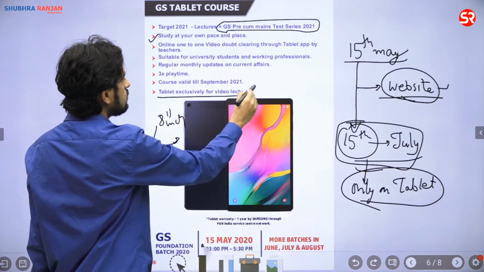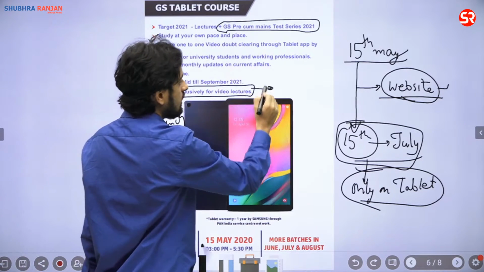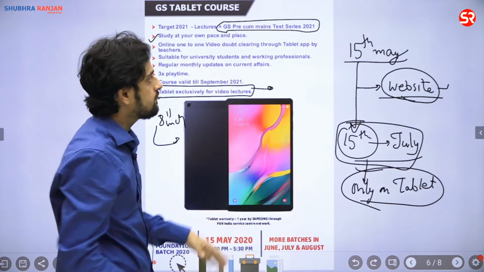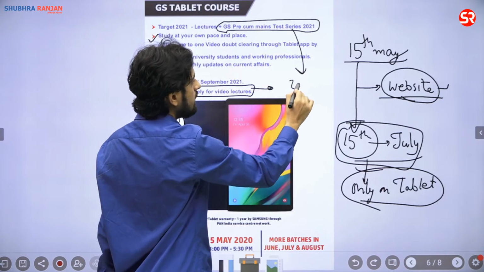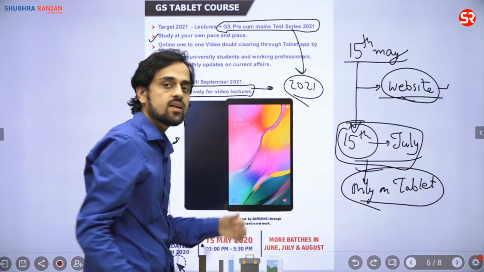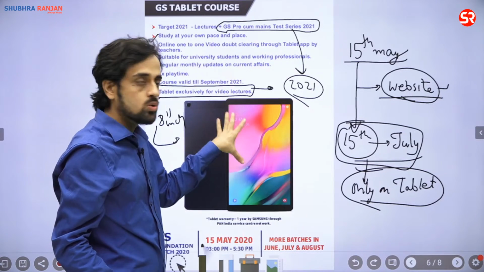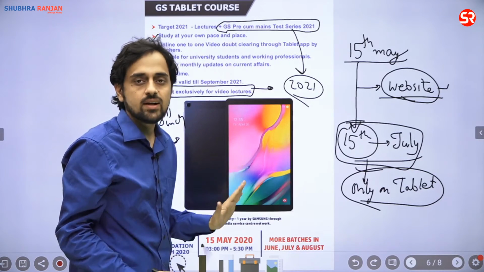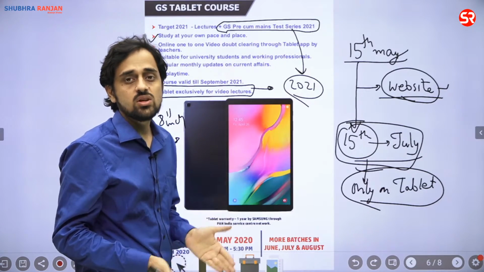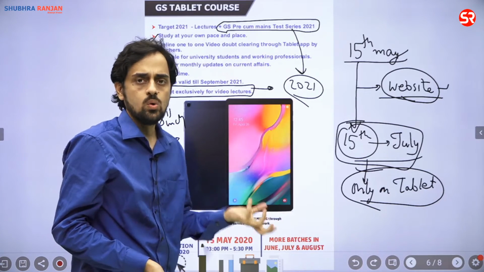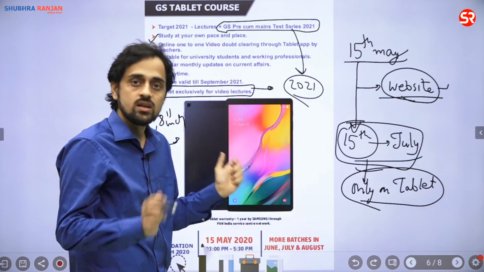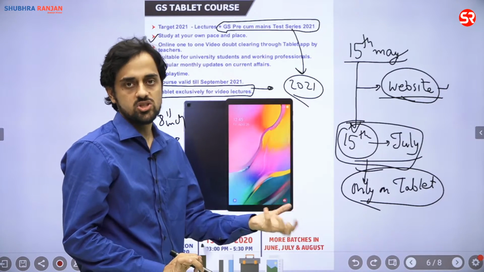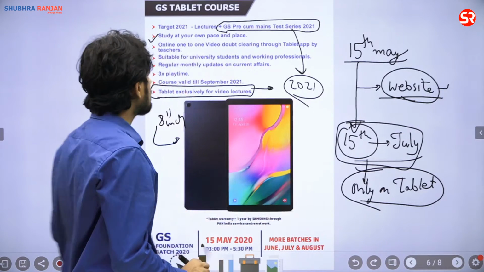The tablet can be used exclusively for watching the lectures and the assignments, for that purpose only, till the course is valid. After 2021, you can use the tablet for any other purpose, but not before that. While the course is running on the tablet, no other apps will work and it cannot be used for any other purpose. Why are we making it only on tablet and not on website? Because of piracy related issues, something that we want to avoid. The cost of the course includes the cost of the tablet also. You don't have to buy it separately. We will ship you the tablets, and the cost is included within the cost of the course.